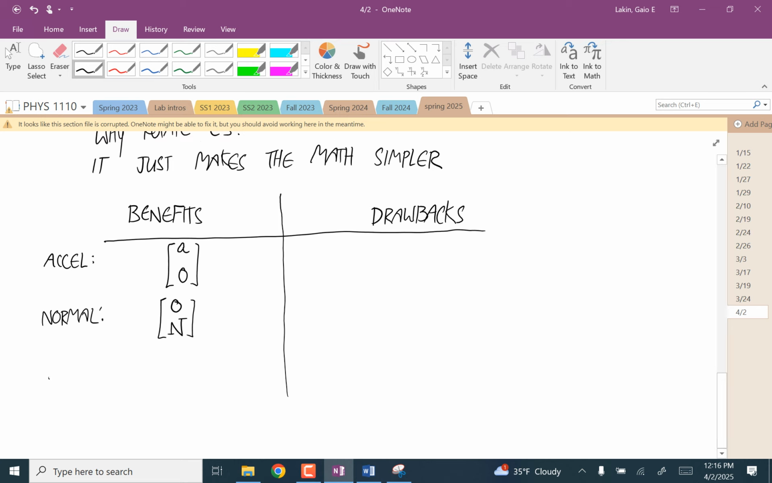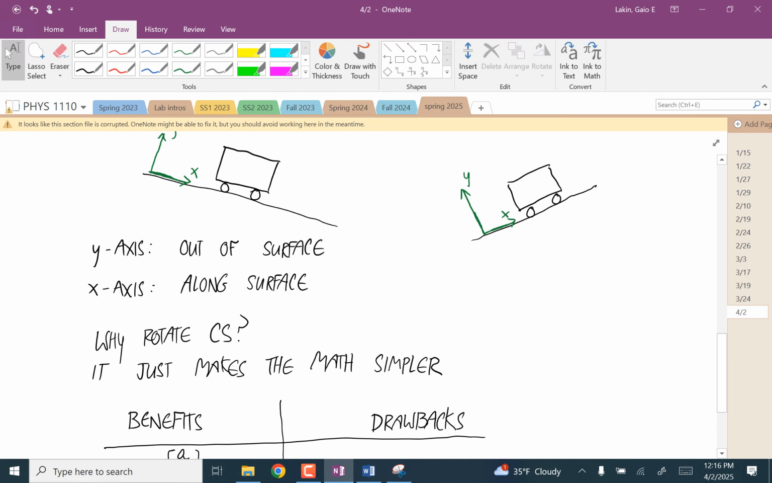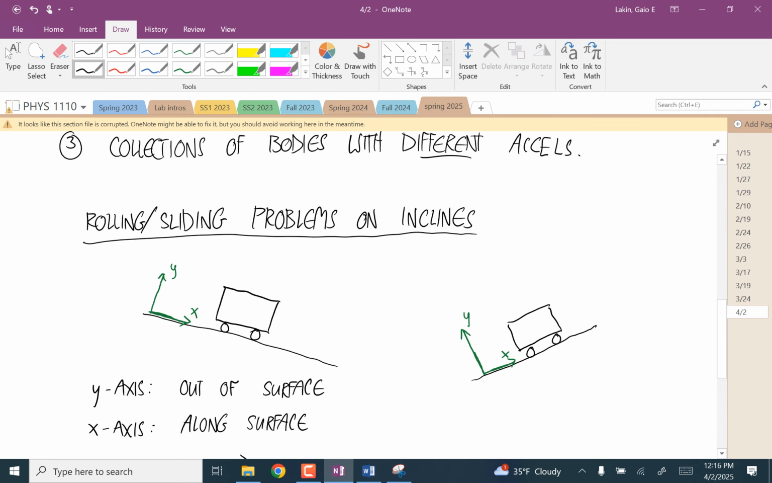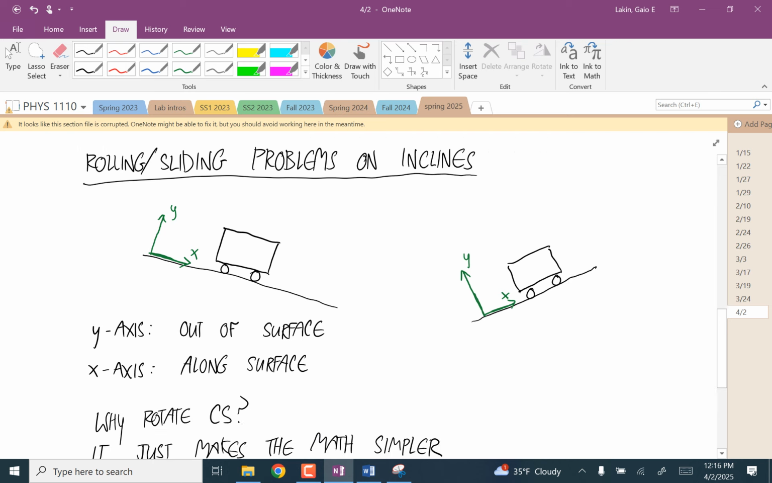And then the friction force, there isn't always friction in these problems. In the two examples I did where there's wheels, we wouldn't include friction in the problem. But in sliding problems where you have friction, the friction is always along the x-axis, either positive or negative. Well, it's always along the surface, either to the left or to the right.